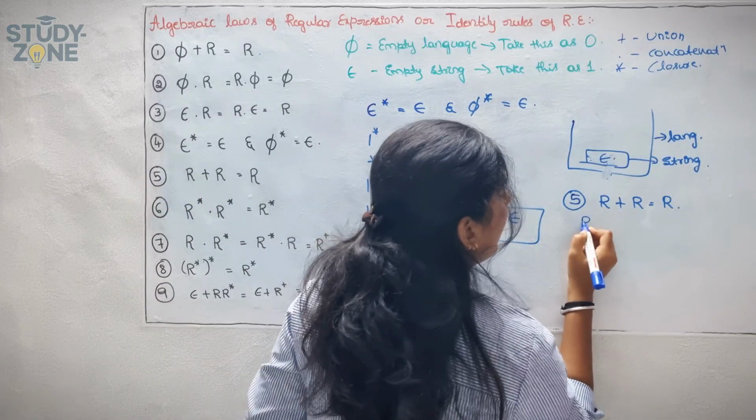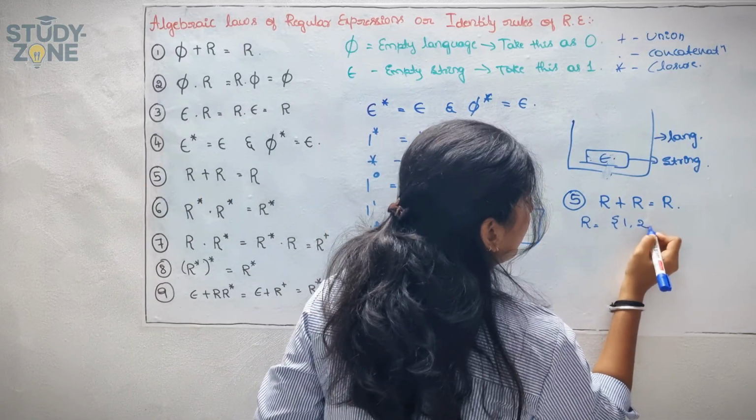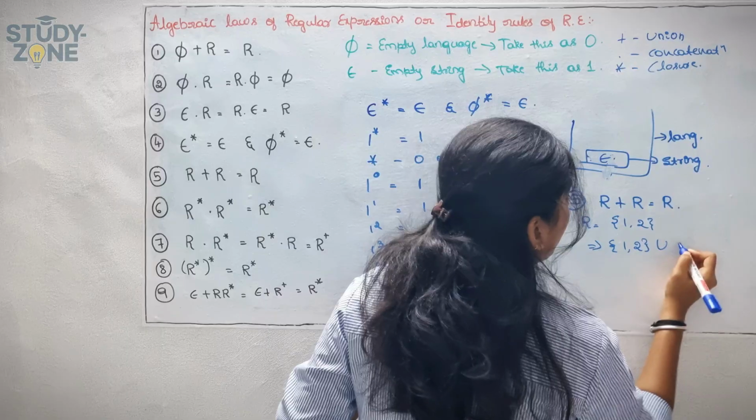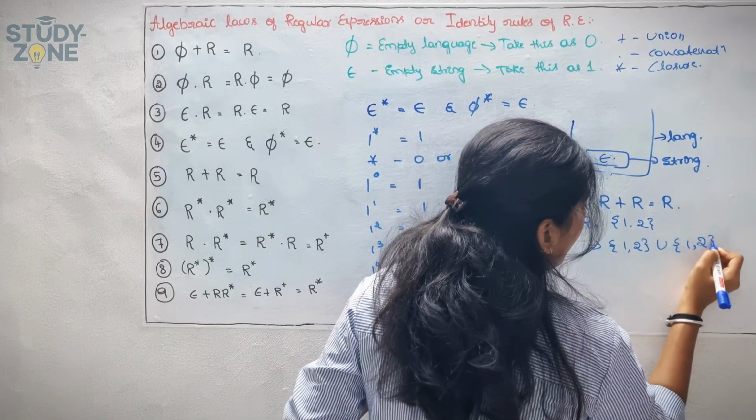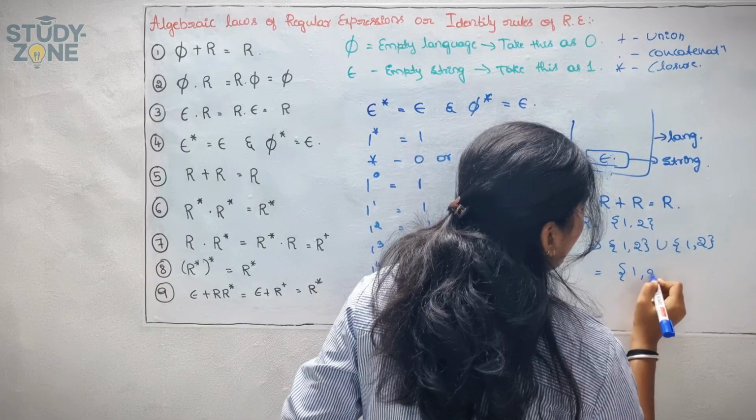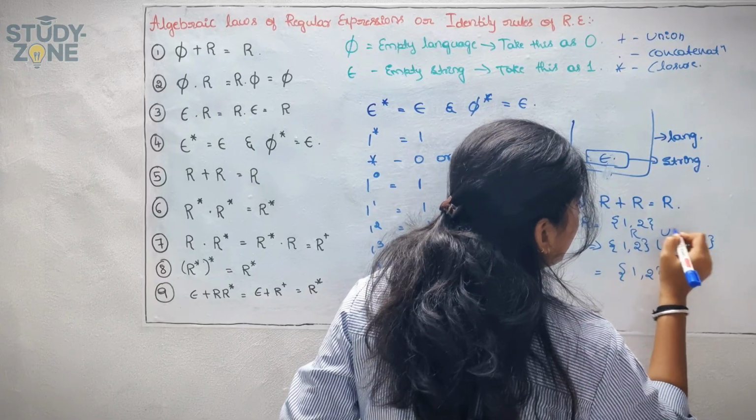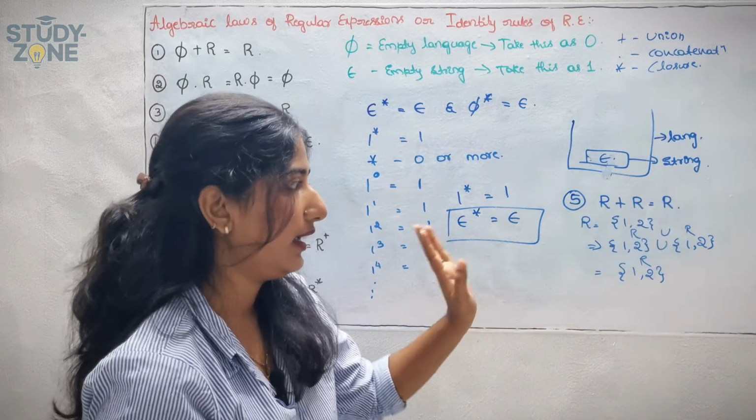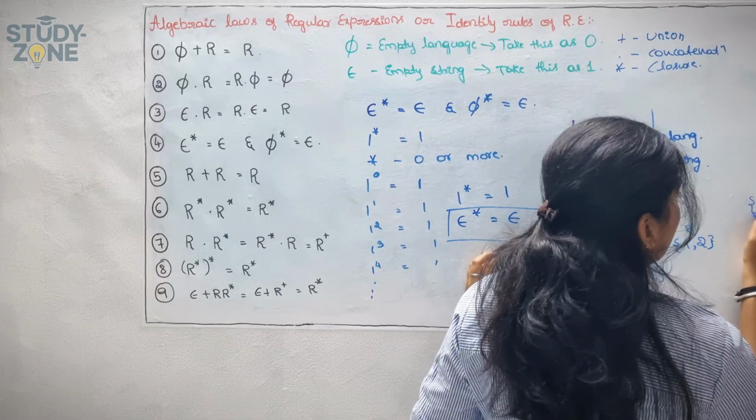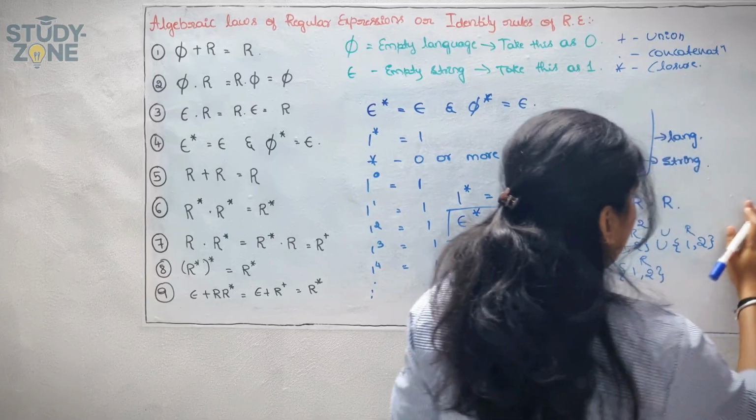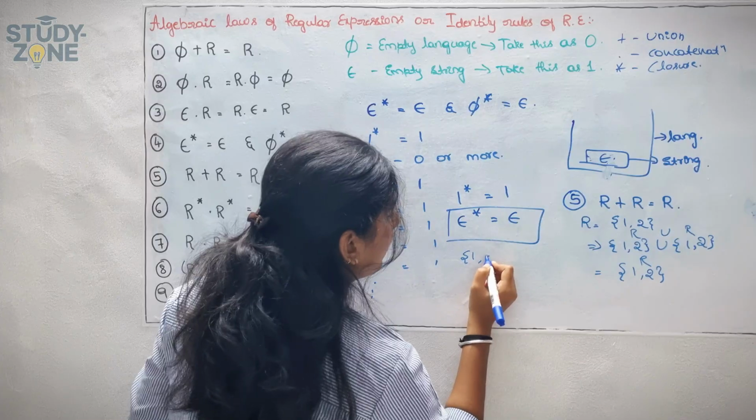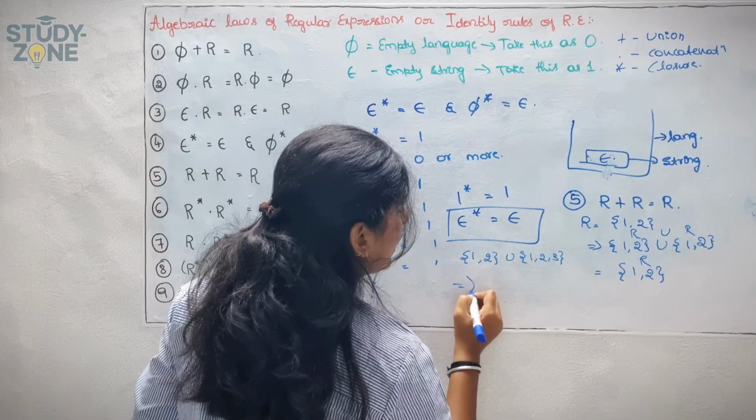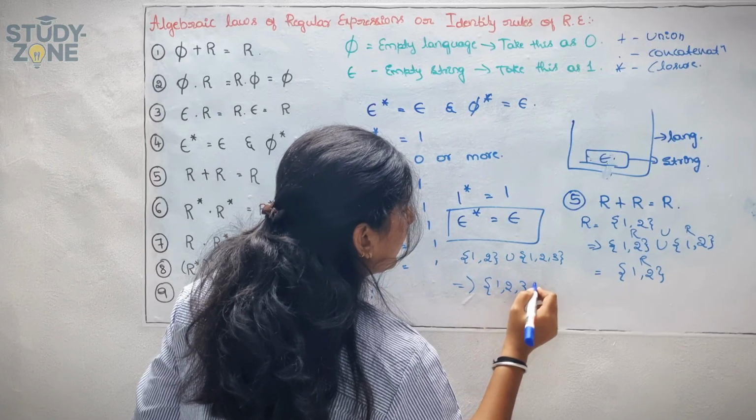So let's take R equals {1, 2}. I hope all of you guys know union, right? {1, 2} union {1, 2} will be {1, 2} only, right? R union R will be R only. So R plus R equals R. Let's take it like this. If {1, 2} union {1, 2, 3} is there, union will be {1, 2, 3} only.